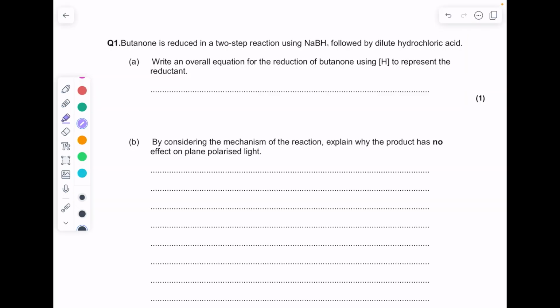Butanone is reduced in a 2-step reaction using NaBH4 followed by dilute hydrochloric acid. Write an overall equation for the reduction of butanone using this to represent the reductant. So we're going to start with a ketone. We know we're going to reduce it to a secondary alcohol as per the contents of my video.